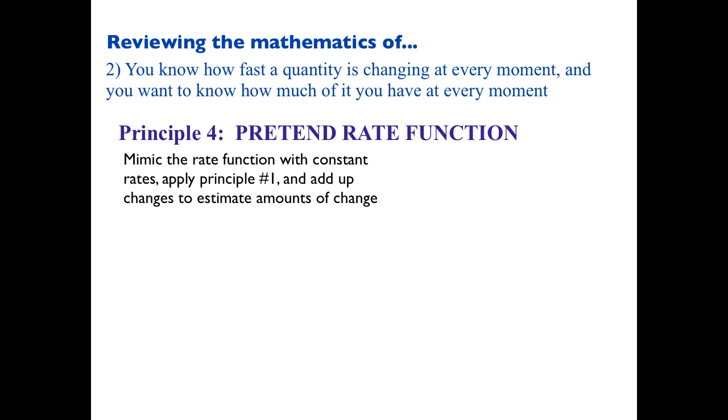So we're going to mimic the rate function, try to simulate or reproduce the rate function, but with constant rates. And then with the constant rates, we can apply principle 1, right? We can get little changes in our quantity for each interval with a constant rate, and then we can add them up. And from that, we came up with an approximate net accumulation function that looks something like this.